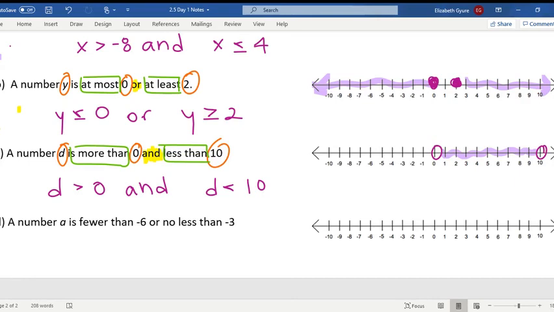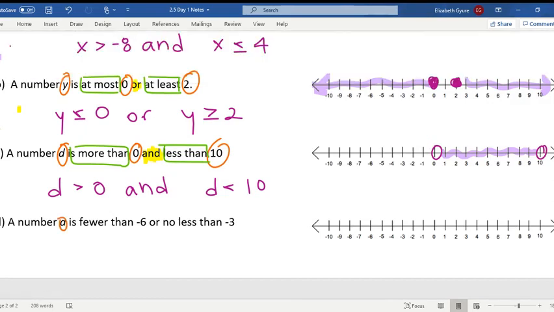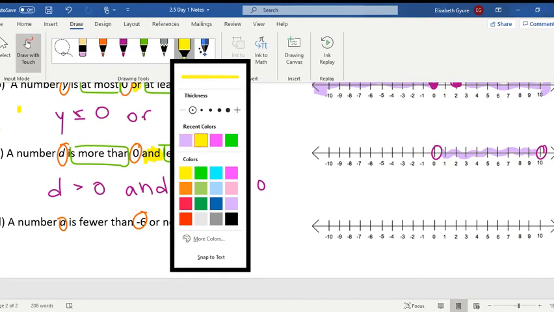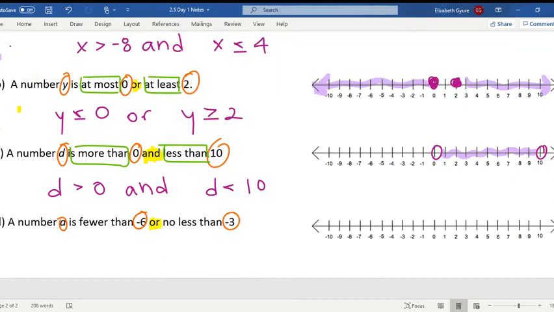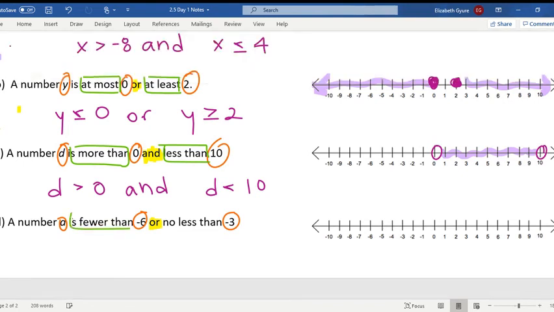A number A is fewer than -6 or no less than -3. So identify your numbers: A, -6, and -3. Take a look at our words here. Do we think this is going to be an and or an or inequality? Or. Okay. And then let's identify our phrases for our inequalities. We have is fewer than and no less than.